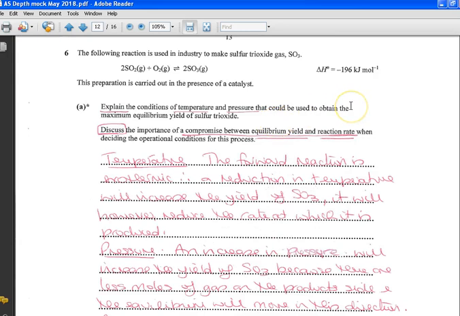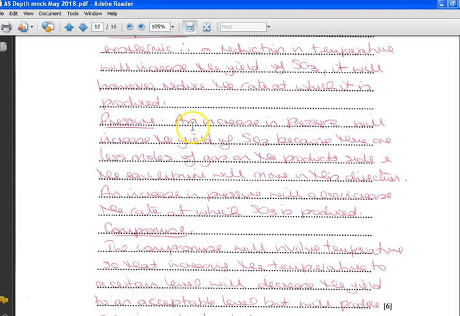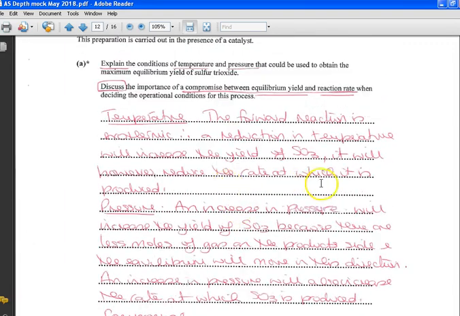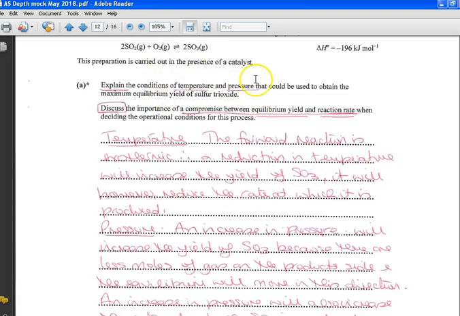Question on equilibrium. Okay, and it's a starred question, which means they want a nice coherent answer to get your 6 marks. All right, so first of all, you've got to explain the conditions of temperature and pressure that could be used to obtain the maximum equilibrium yield. Then you have to discuss the importance of a compromise. There's 2 parts to the question.